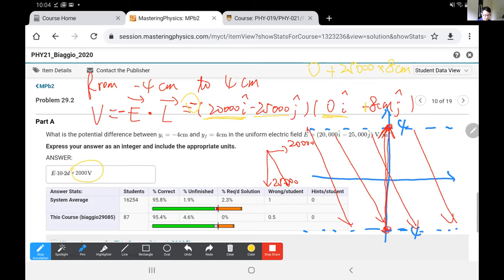Okay, so in this case, we just need to know, first one, whether the potential we calculate is increasing or decreasing. The second one, we use the dot product to calculate the electric field times the distance, with the minus sign in front. We get the voltage. And this is what I'm going to talk about today. And I gave you a summary.